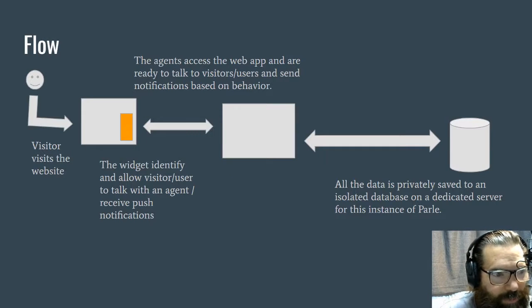So the flow is extremely simple. A visitor or a web user accesses a website, and we can see the website here could have the widget in here. So this is the chat widget, and also where the push notifications will be. From there, the communication is done via WebSocket with the web application, and there is some data that is saved to the Bolt database.